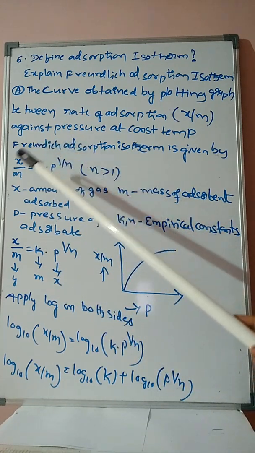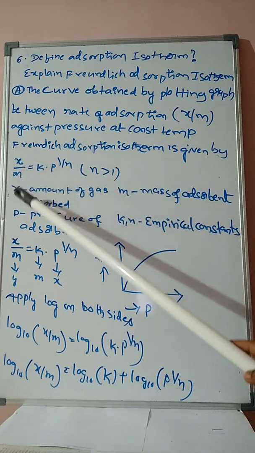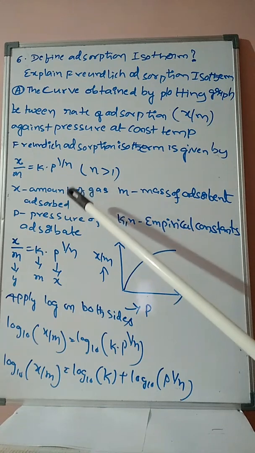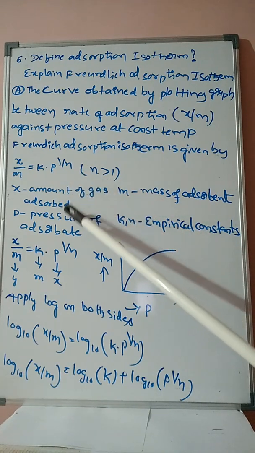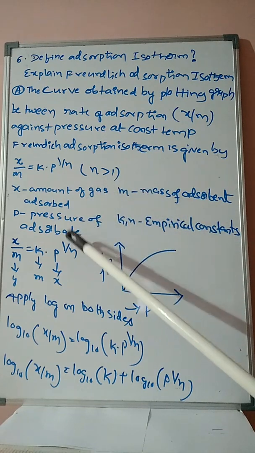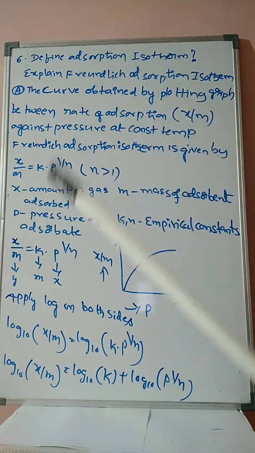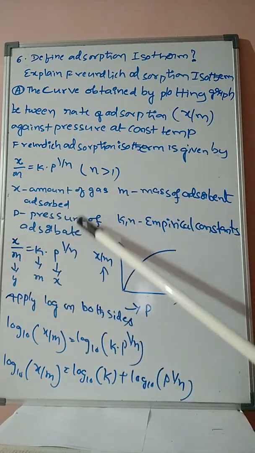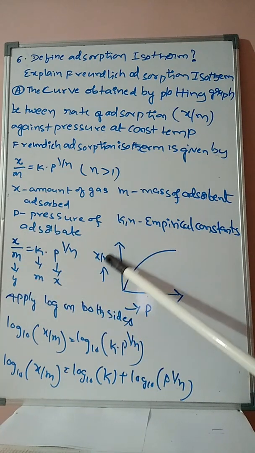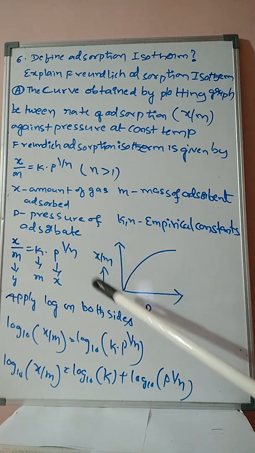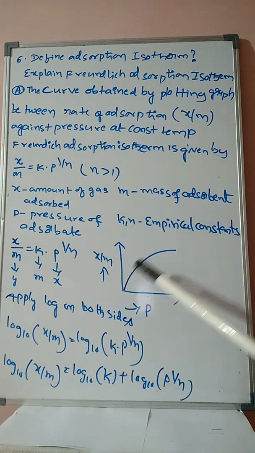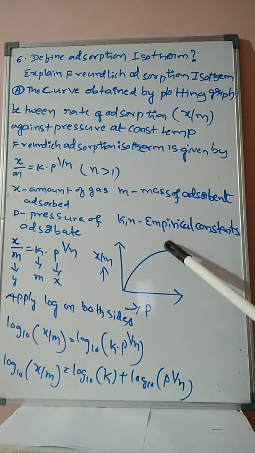The Freundlich adsorption isotherm is given by x by m is equal to k into p to the power of 1 by n. Term explanation they are asking student in PU board. Amount of gas adsorbed is x, mass of adsorbent is m, pressure of the adsorbate p, k comma n are empirical constant. It is in the form of y is equal to mx. If you plot the graph between rate of adsorption on y-axis, pressure on x-axis, hence the nature of the graph will be like this at a particular temperature.